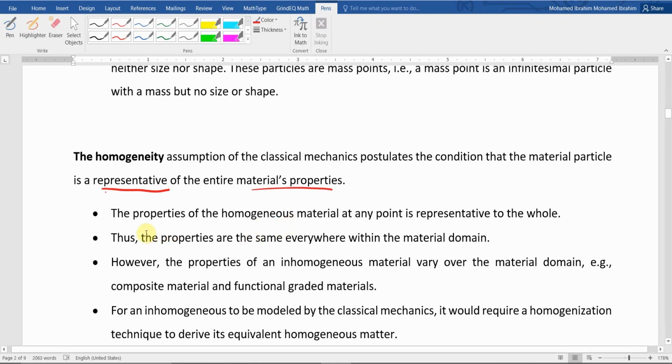Make sense? So what does it mean? The material is homogeneous. It means that the properties of the homogeneous material at any point, whatever it is, are representative of the whole.